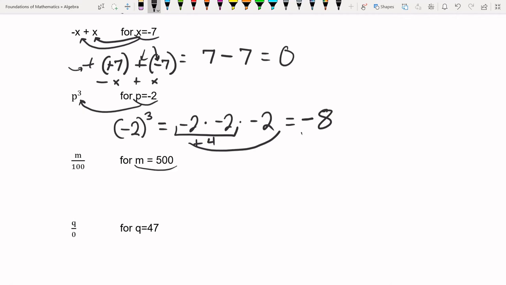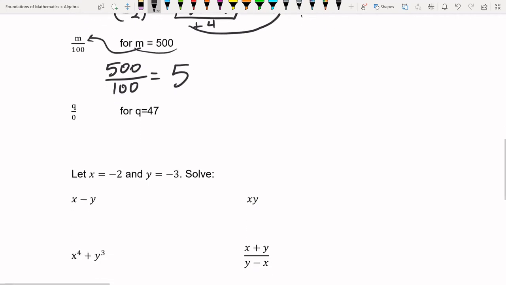Okay, m equal to 500. Plug it right on into there. We get 500 over 100. And simplify. 100 can go into 500 5 times. This one right here says q equals 47. Plug it right into there. We have 47 divided by 0. And anything divided by 0 cannot be found numerically. You actually say this is undefined.